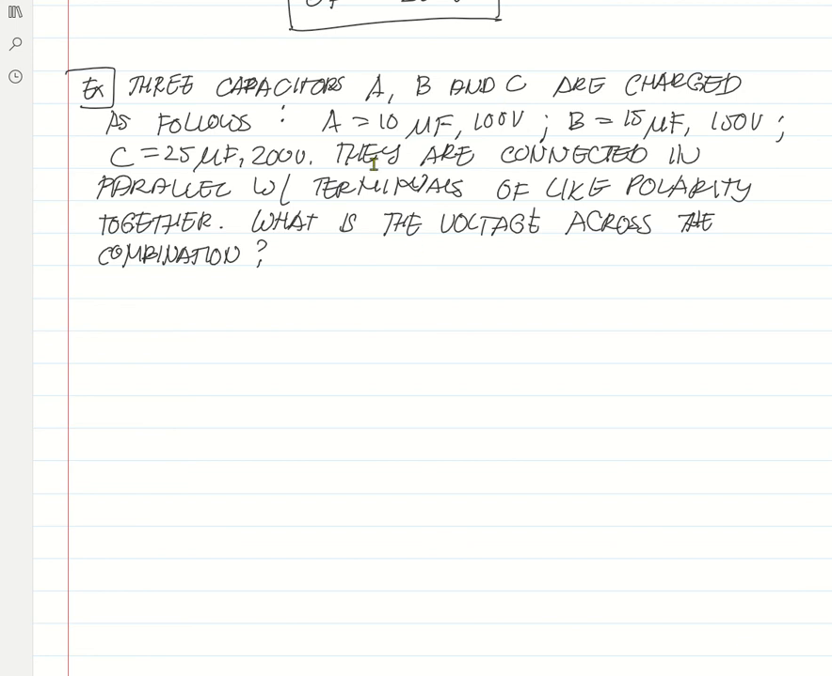So this is the initial condition. They are being charged with different sources. Then after that, they are disconnected and connected with each other in parallel. Now the question is, what is the voltage of the parallel combination? First, we need to determine the total charge of the three capacitors. What will be the total charge? We just add them. The total charge will be equal to the charge at capacitor A plus the charge at capacitor B plus the charge at capacitor C.